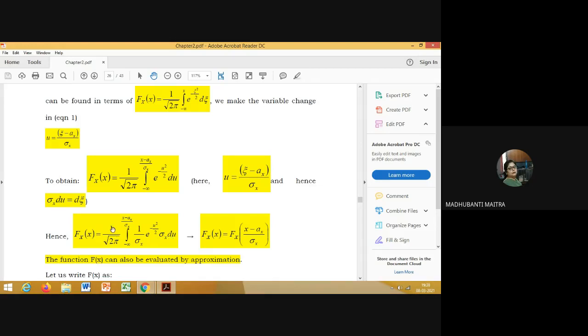That means we are getting 1 divided by root over 2 pi, integration from minus infinity, and now the upper limit has changed. It's now x minus ax by sigma x, and within the integration sign we are getting e to the power minus u square by 2 du. So this F of x, since this is the limit, can now be written as phi of x minus ax by sigma x.